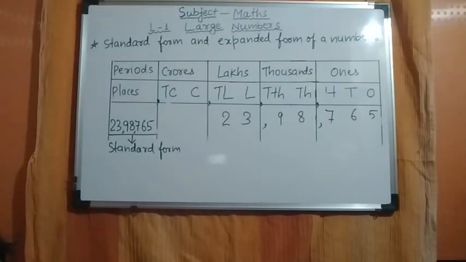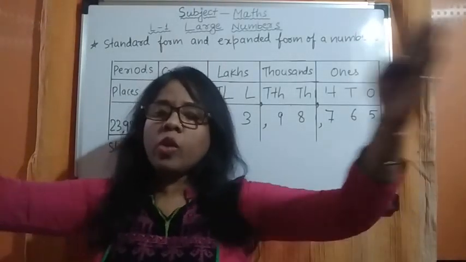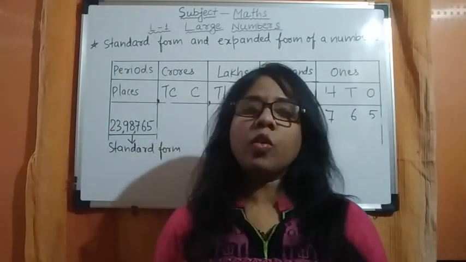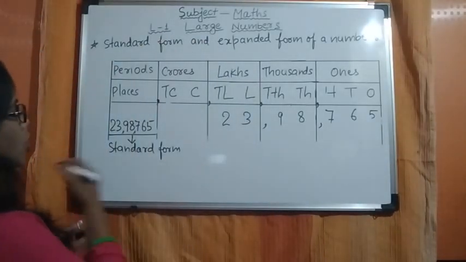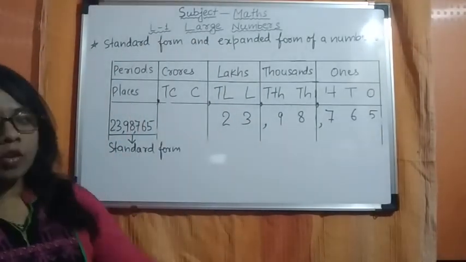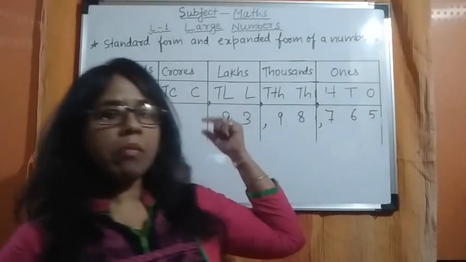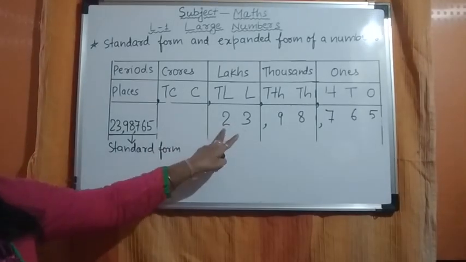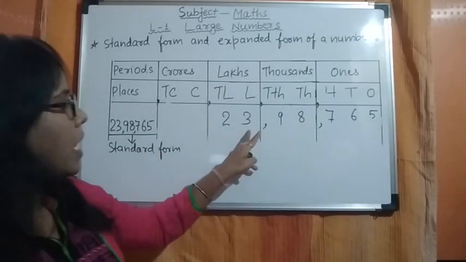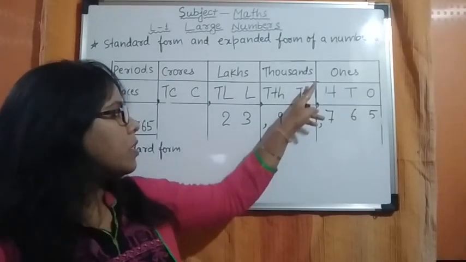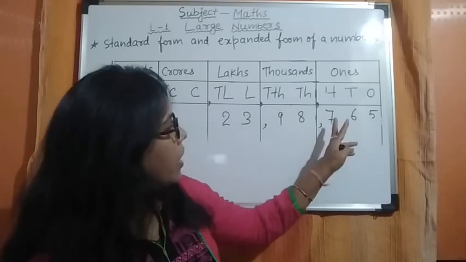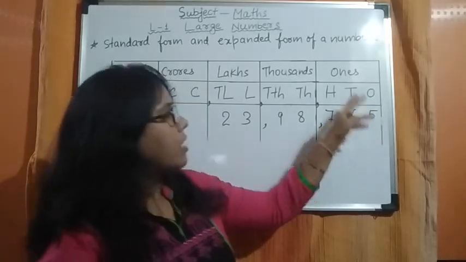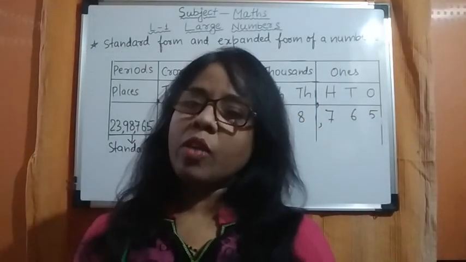Now we are talking about expanded form. Expanded means you have to enlarge. The number is that much, you have to enlarge it. So how can you expand it? First of all, you write the places, then fix the digits at the proper places. So 2 is at the 10 lakhs place, 3 is at the lakhs place, 9 is at the 10,000 place, 8 is at the thousands place, 7 is at the hundreds place, 6 is at the tens place, and 5 is at the ones place.